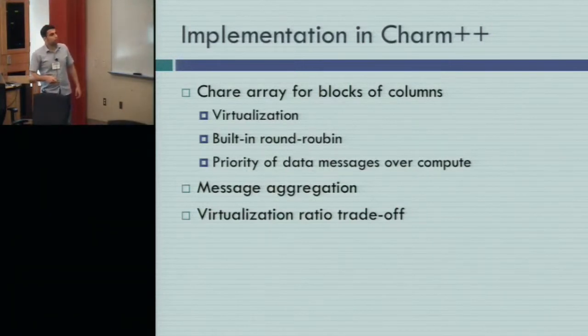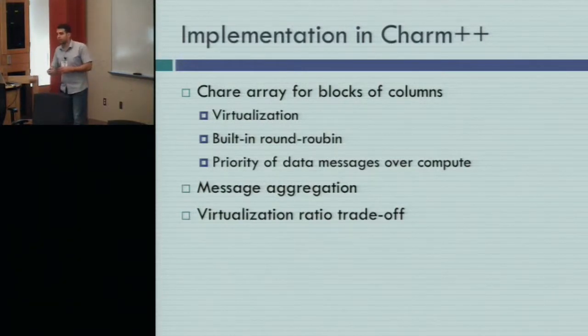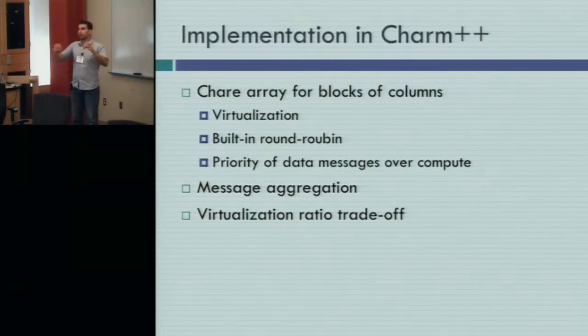And one point is that the virtualization ratio is very important. By having virtualization, we are going to have overlap of communication and computation. However, if we have too much virtualization, it's too much overhead. And if we chop up the matrix too finely, we're going to have some elements going out of the diagonal blocks of processors, which will create more dependencies. So there's a trade-off here.